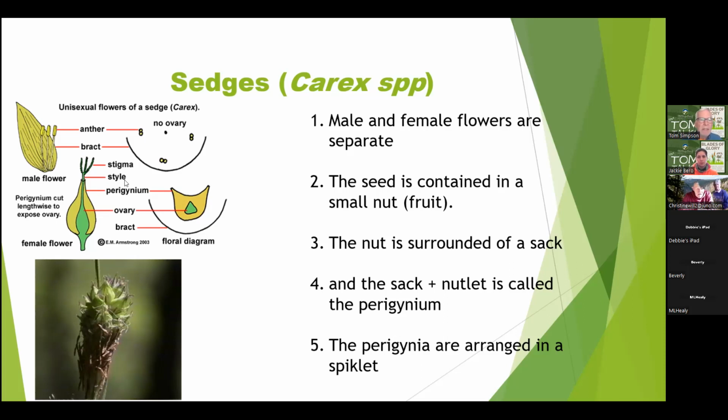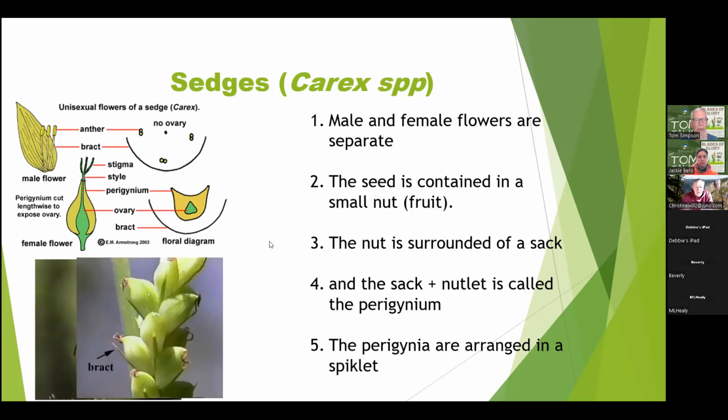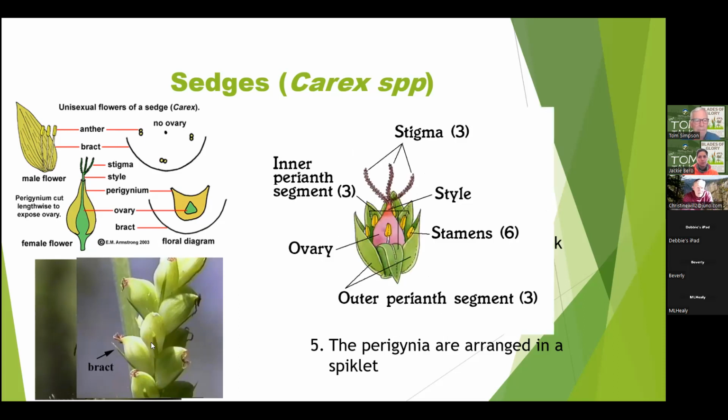With sedges, the true sedges, like cattails, the male and female flowers are separate, and the male flower is extremely reduced down to just a few stamens. So again, division of sexes and simplification, mostly in the evolution of sedges from that prototypical early flowering plant. And this whole package of the nutlet inside of the sac is called the perigynia. The perigynia of the sedges are arranged in spikelets.